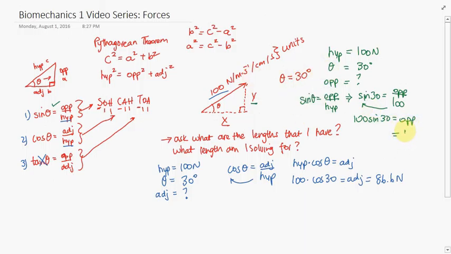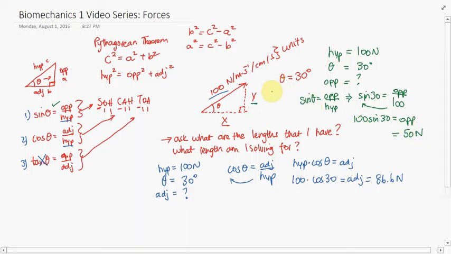So that equals 50 newtons. Right? Let's just write that in here. That's equal to 50. And this we calculated was equal to 86.6 newtons. Right? What I could have done in this example also is, once I had the two sides, let me just try and redraw this for a second. Once I had calculated the one side already, I could have just used Pythagoras.